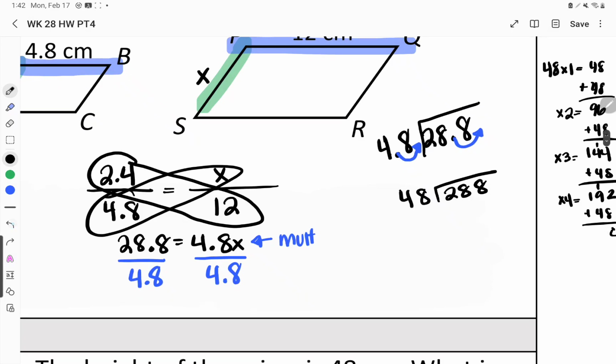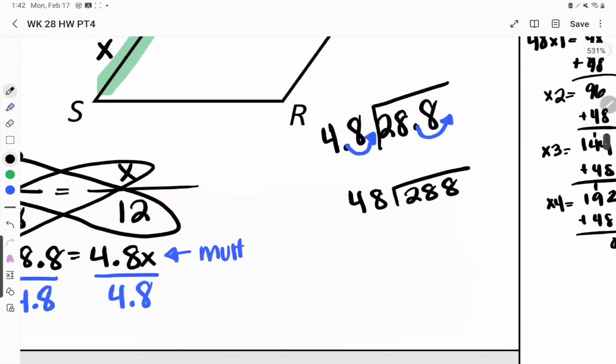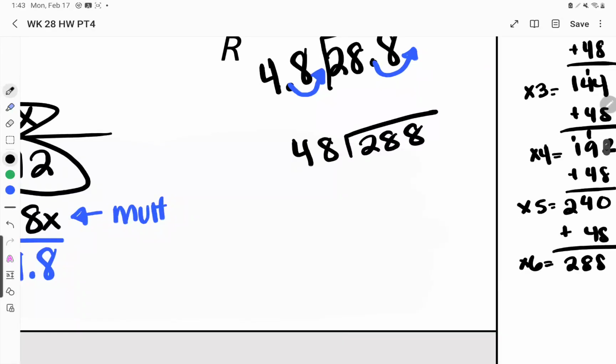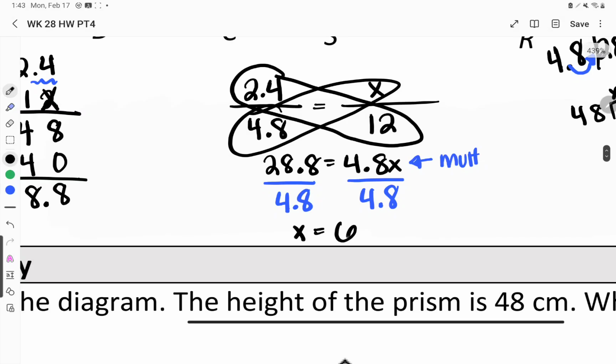Oop, sorry, that's a mistake. This is a 0. You guys can't read that. That's a 0. Okay, there we go. And then this is a 4, and then carry the 1. All right, and then that gives me 240. And then I add another 48. Sorry, that's times 5. Add another 48. And that gives me 288, which is times 6. And hey, that's 288 right there. So how many times does 48 go into 288? 6. So x equals 6.